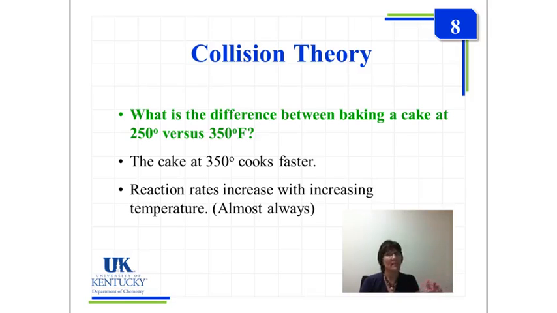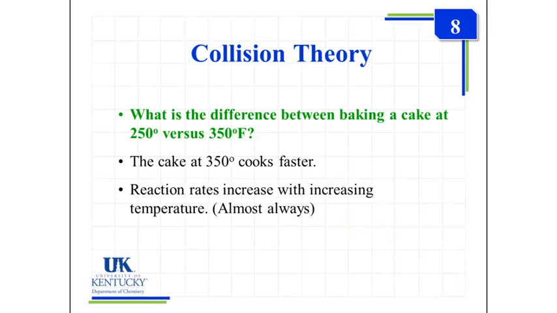So that is a macroscopic property. We see that reaction rates decrease as temperature goes down, increases as temperature goes up. We see that reaction rates decrease as concentration goes down, increases as concentration goes up. And in this lesson, we're going to see what's happening on the molecular level that causes those things to happen.